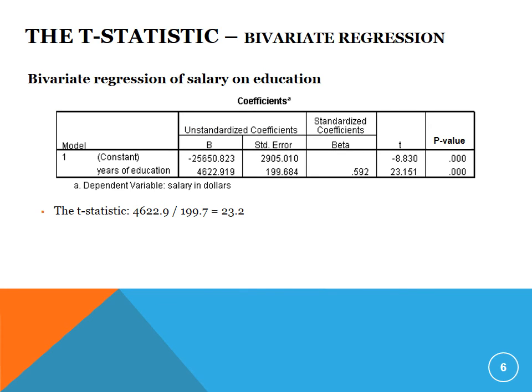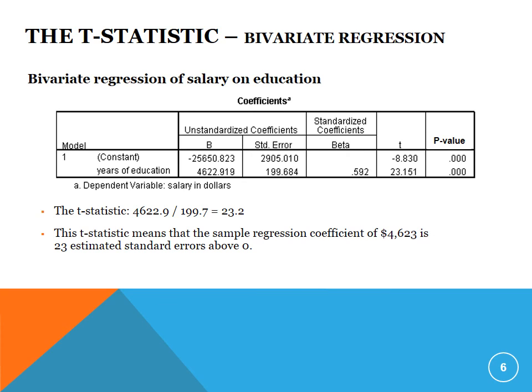So let's take a look at the output. We've got a bivariate regression here because we only have one independent variable that we're looking at to assess its relationship with the only dependent variable that we have here. So two variables, bivariate. All right, and we've got our B1, the 4622.9, right? That's our B1, and we divide it by the standard error, 199.7. And we get our T statistic, 23.2. That's it. That's really it.